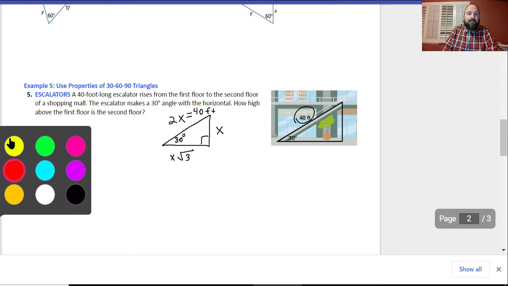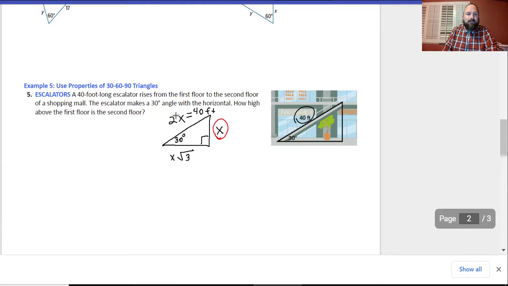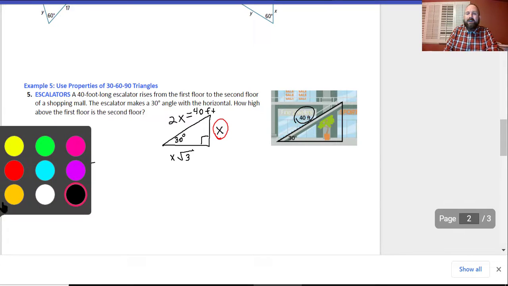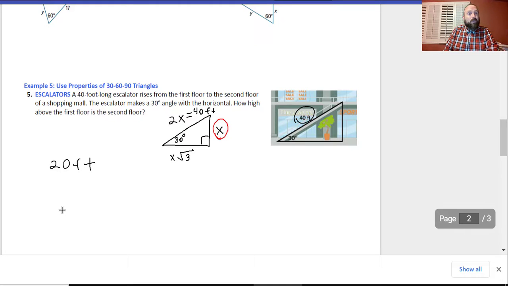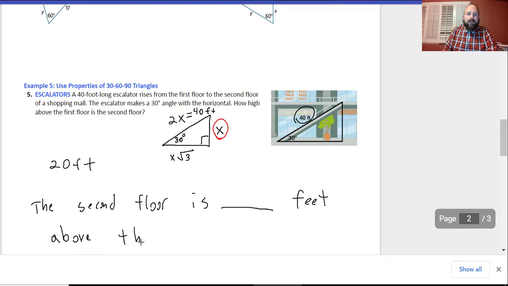So I just need to divide. They're saying, hey, how high is it? Okay, well, divide by 2, and I get 20 feet. But we are missing something. Word questions deserve word answers. So, the second floor is blank feet above the first floor.